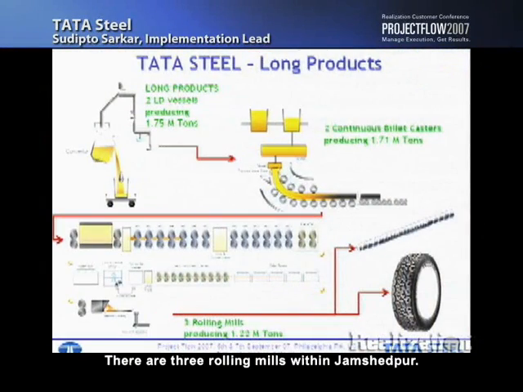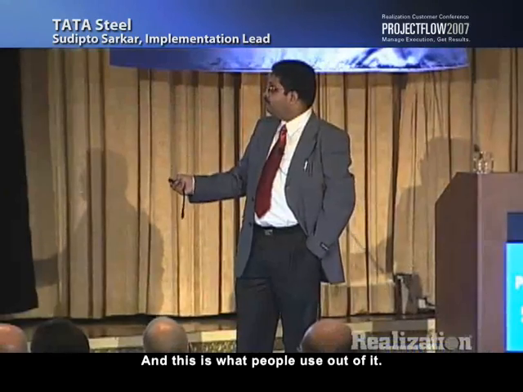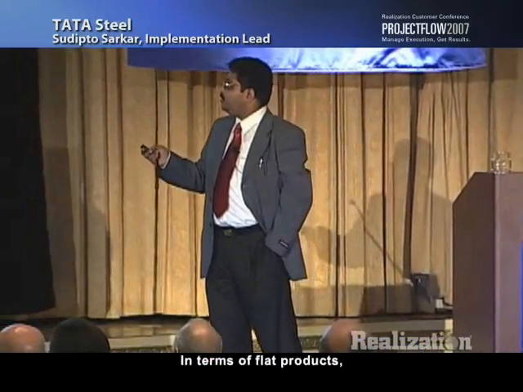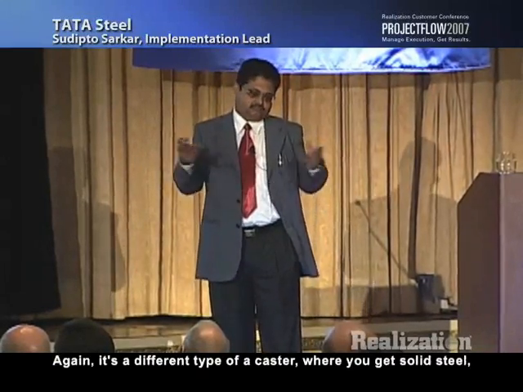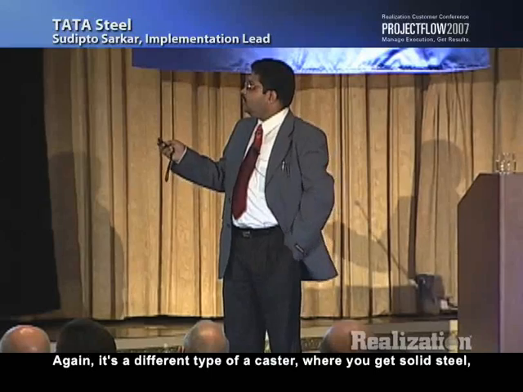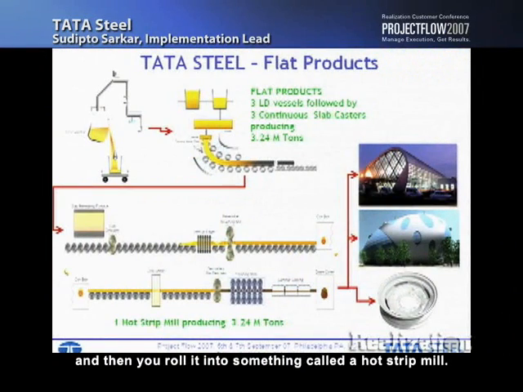The mills, there are 3 rolling mills within Jamshedpur. There are a couple of mills in Singapore, Thailand, the rest of India, totaling about 7 or 8 of them. And this is what we produce out of it. In terms of flat products, there are 3 slab casters. It's a different type of a caster, where you get solid steel and then you roll it into something called a hot strip mill. You convert it into strips.